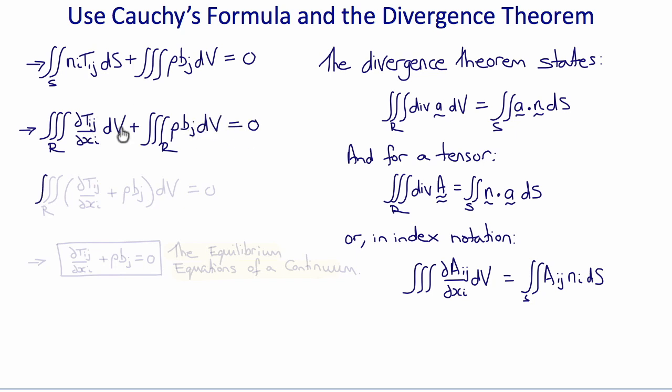Now we have two volume integrals over the same region, so we can combine the terms in a single integrand, del Tij del xi plus rho Bj with respect to V is equal to 0.